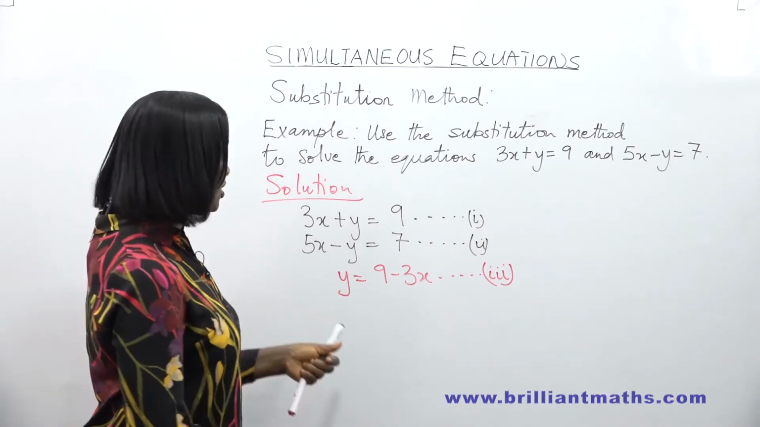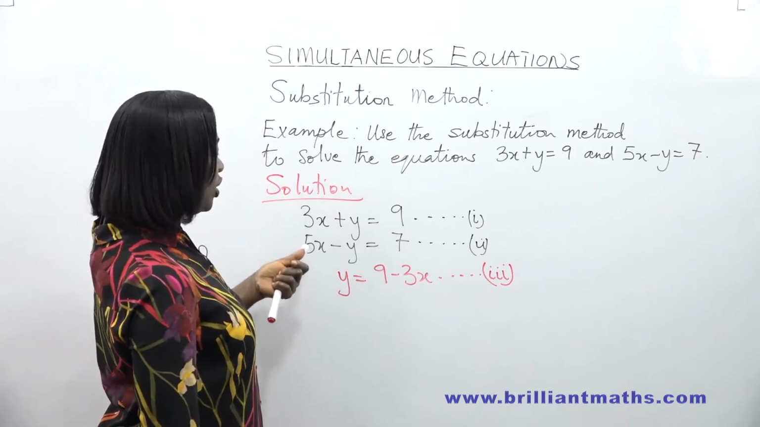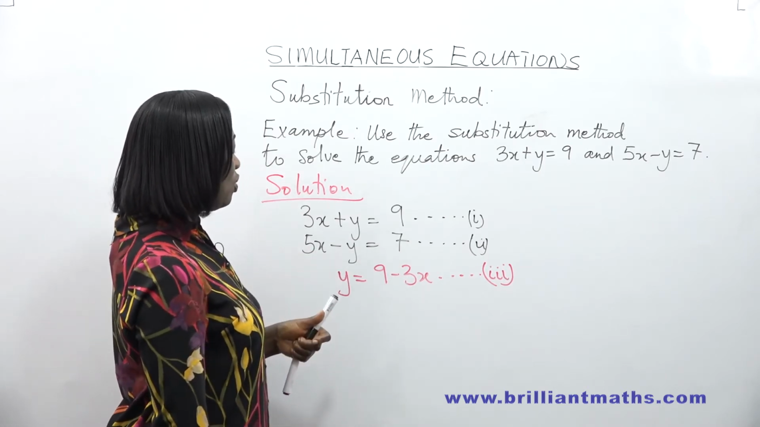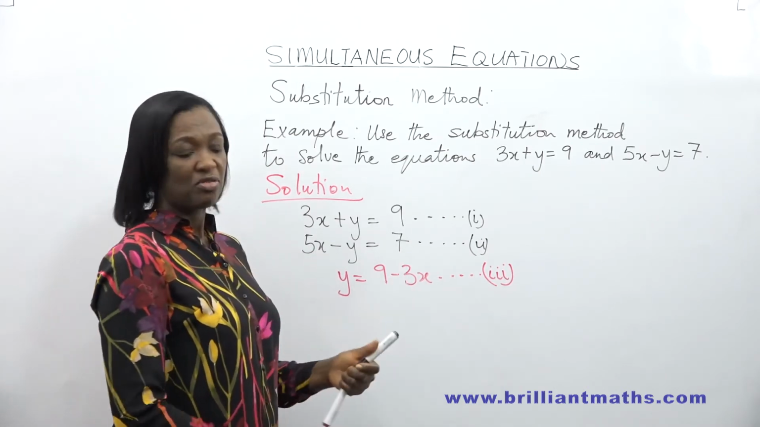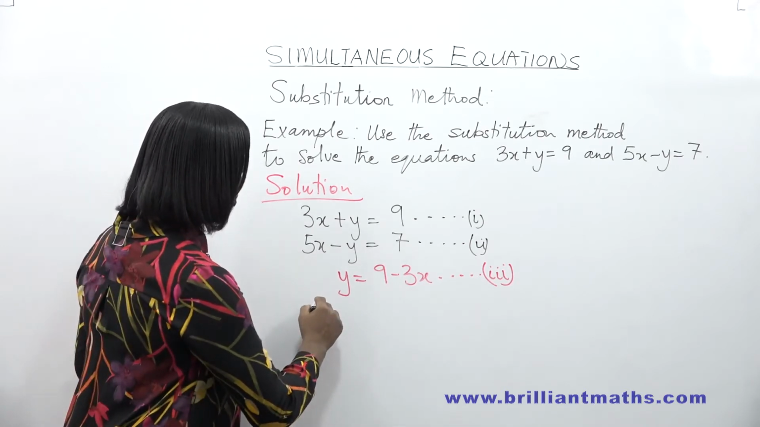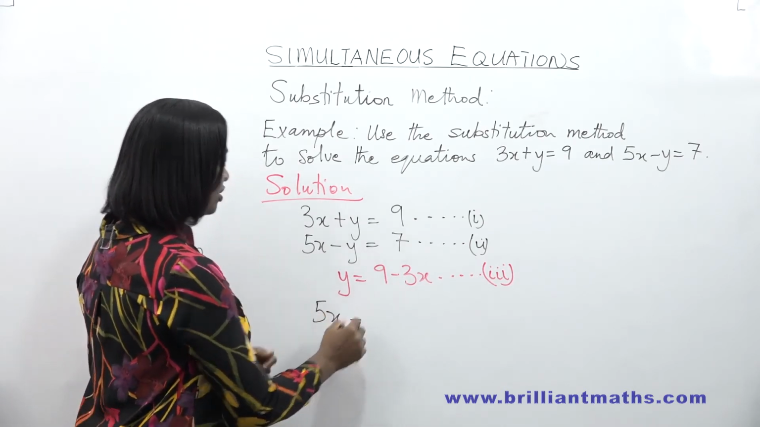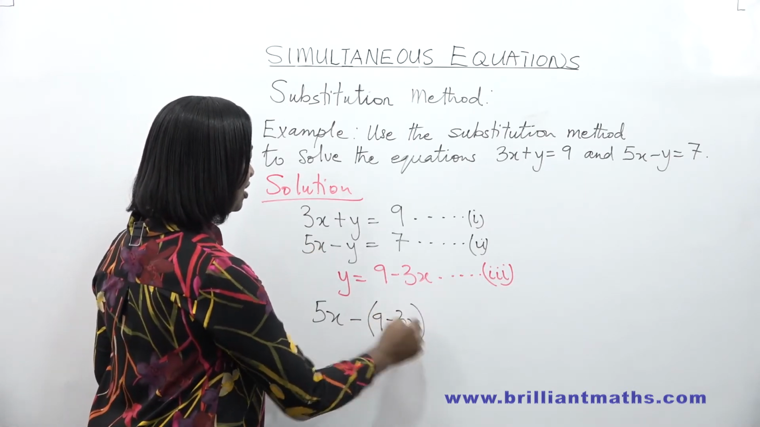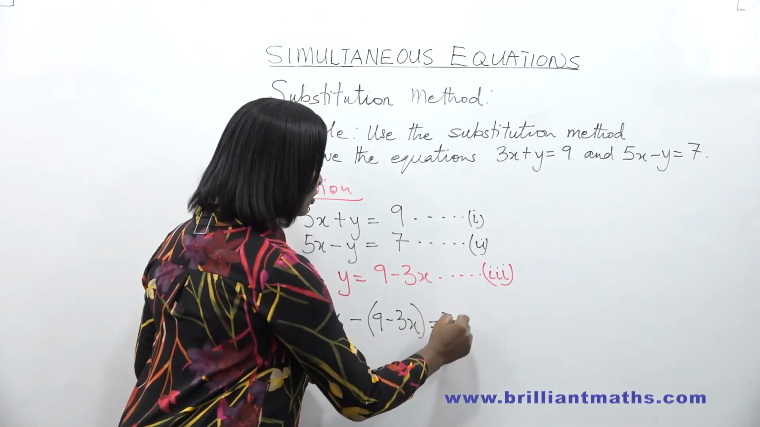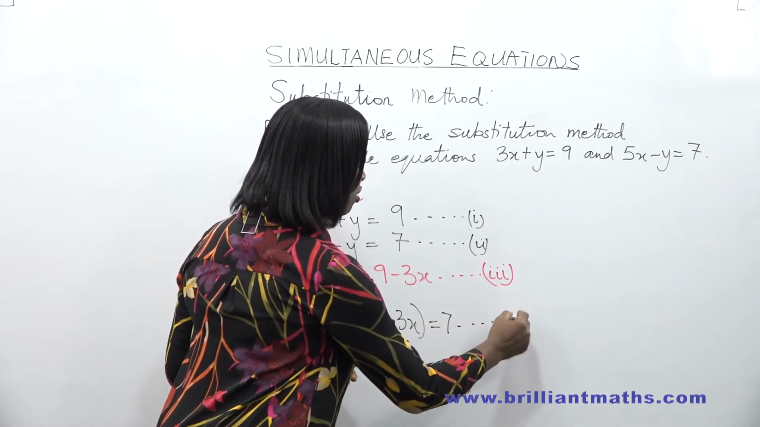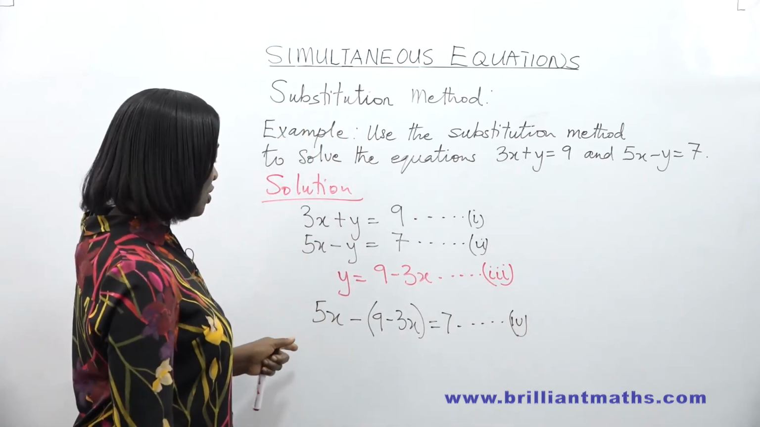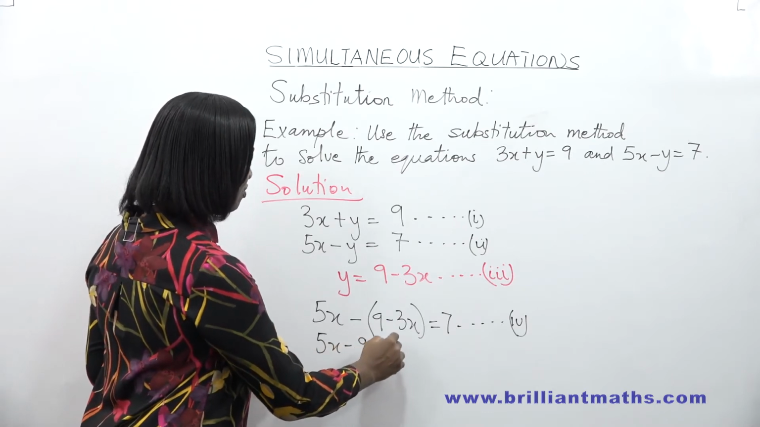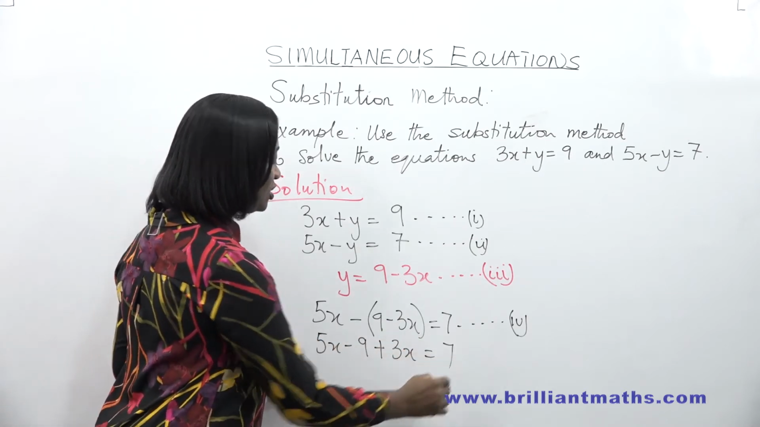We'll now substitute this equation into equation 2. That means that wherever we see y in equation 2, we write it as 9 minus 3x. So 5x minus, instead of writing y, it becomes 9 minus 3x in a bracket is equal to 7. We can call this equation 4. All right. Let's solve now. 5x minus 9 plus 3x is equal to 7.